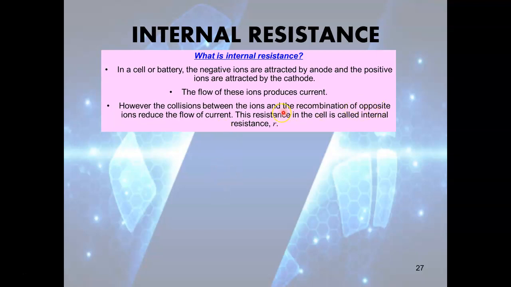This phenomenon, these two factors, will reduce the flow of the current, right? So this is what we call resistance. Actually, the recombination of the opposite ions and also the collision between the ions is what we call resistance in the cell. Now this kind of resistance is what we call internal resistance, right? Internal resistance can be symbolized as R, but with a small letter r.